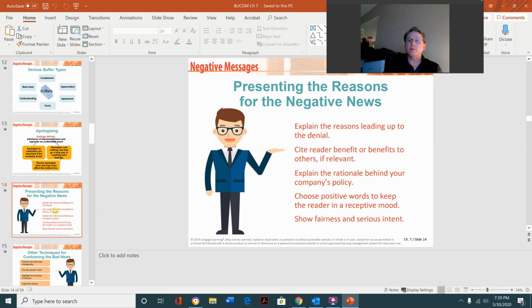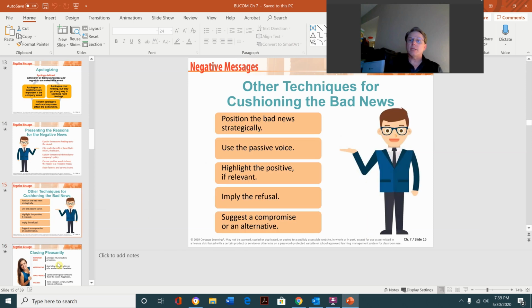Presenting the reason for the negative news. Explain the reason leading up to the denial. Cite the reader benefit or benefits. Explain the rationale. Choose positive words and show fairness. Other techniques for cushioning: position the bad news strategically. Use the passive voice. Strategically could be like a sandwich: you have good news, bad news, good news. That's strategically. Okay. Passive voice would be like third person. Highlight the positives if relevant, if there are any.